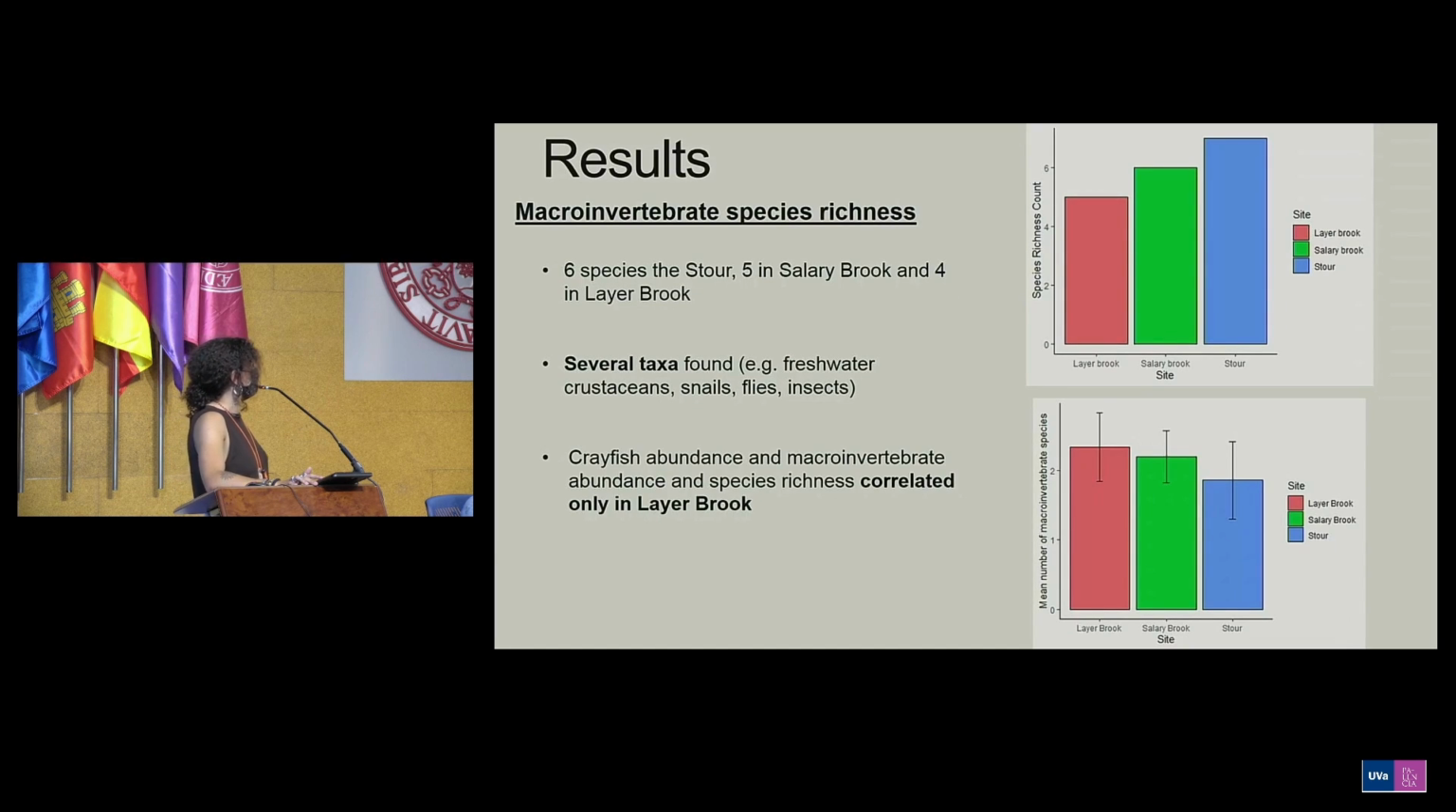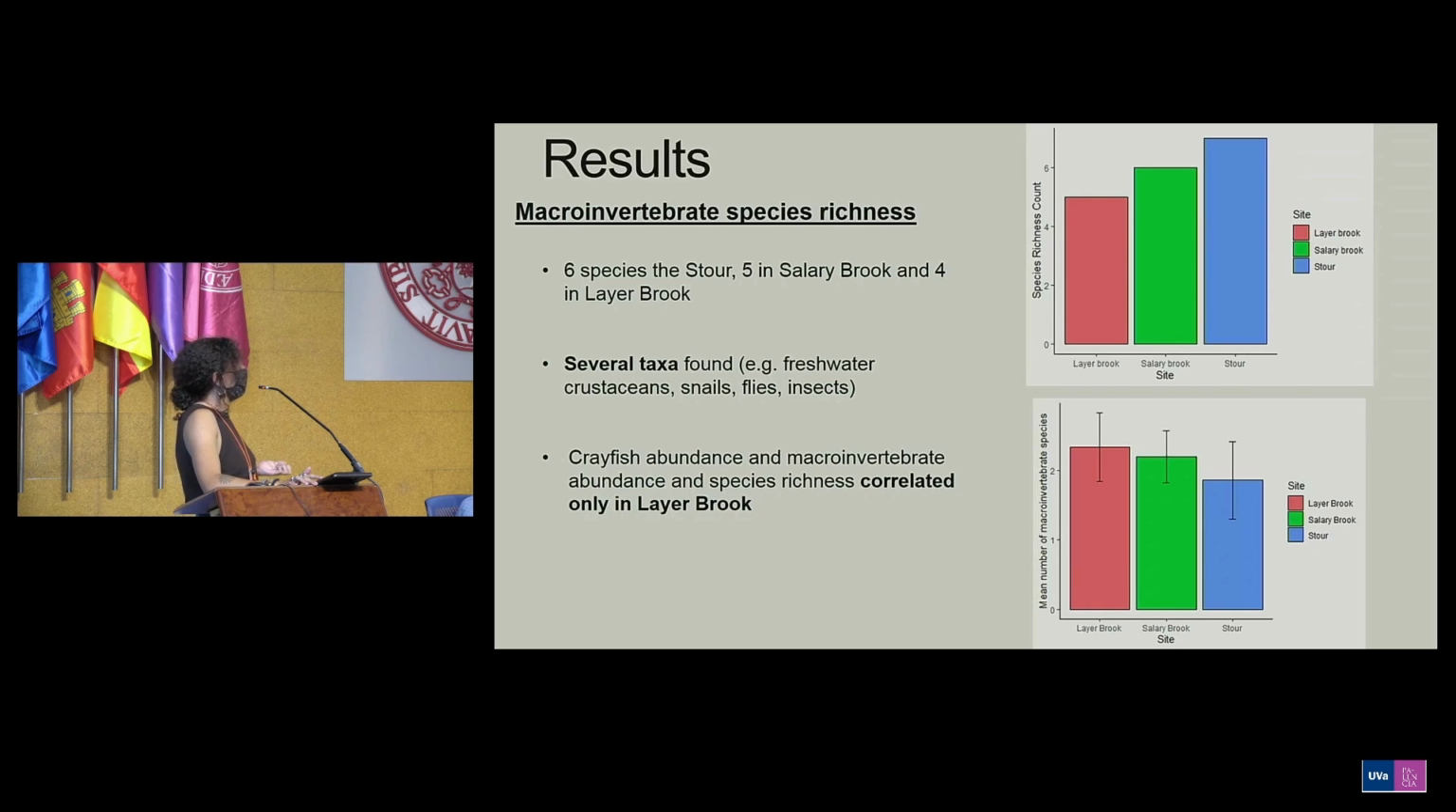Microinvertebrate species richness and abundance. So the Stour was the river with the most microinvertebrates as well, the most microinvertebrates and the most species. As you can see here, 6 in the Stour, 5 in Salary Brook, and then only 4 in Layer Brook. So we found several taxa, like freshwater crustaceans, freshwater shrimps, snails, and so on.